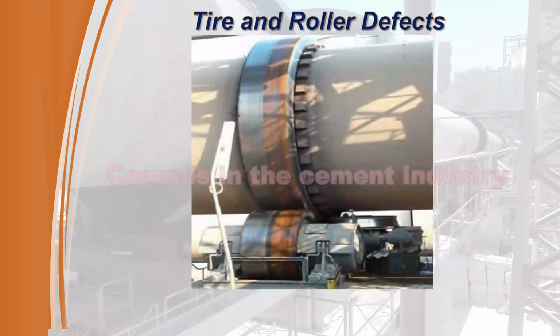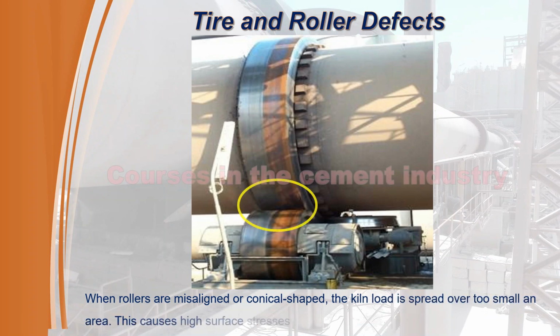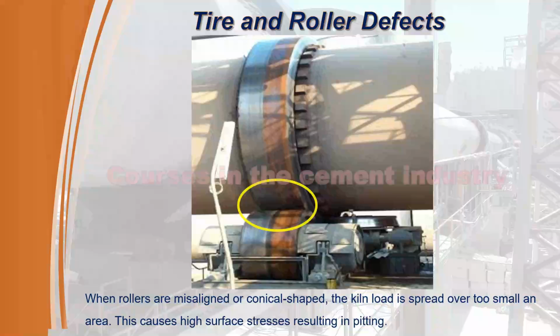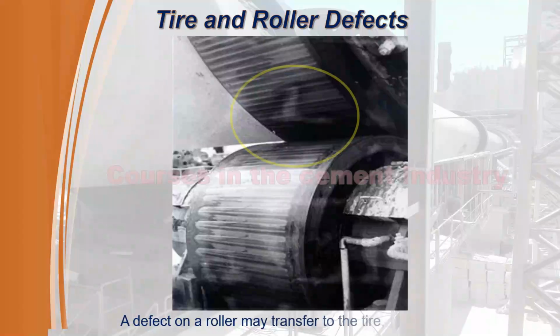See in this figure. In this case, when rollers are misaligned or conical shaped, the kiln load is spread over too small an area. This causes high surface stresses, resulting in pitting. See in this figure. The following is noted. A defect on a roller may transfer to the tire, and vice versa.